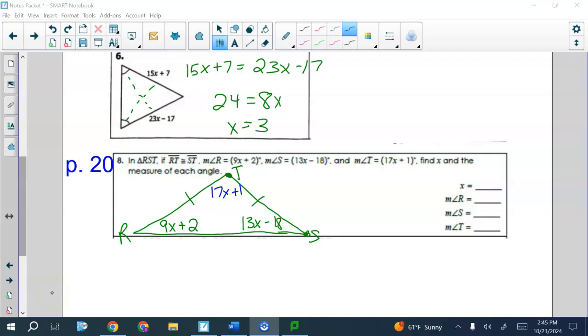Okay, so for a problem like this, again, I would draw the picture. Now this one you have a couple different opportunities of how to do it. We could add all three angles up and set them equal to 180, or a shortcut, since we know it's isosceles, we could just put these base angles equal to each other. So we can go 9x plus 2 equals 13x minus 18. That would be the easier way. You could add them all up to be 180, but this one's going to be quicker. So now if we want to find x, subtract the 9x to the right side, add the 18 to the left side, and we get x to be 5.